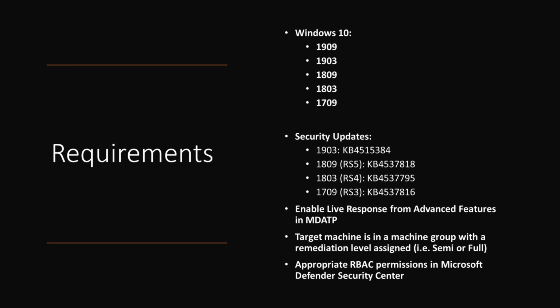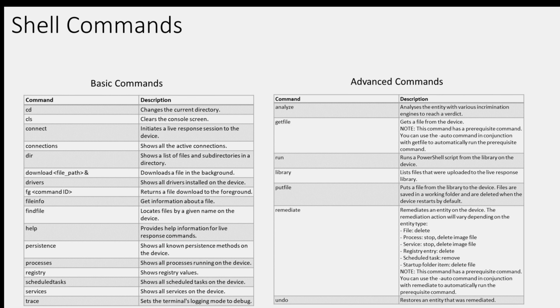The requirements to enable this are really pretty straightforward. One of these builds of Windows 10, as you can see on the slide, with the appropriate security updates applied. You also have to have live response enabled in the advanced features section under settings in Defender ATP. The target machine has to be part of a machine group that has some level of remediation, whether it's semi or full. And then you obviously have to have the appropriate permissions in the Defender Security Center to be able to do this.